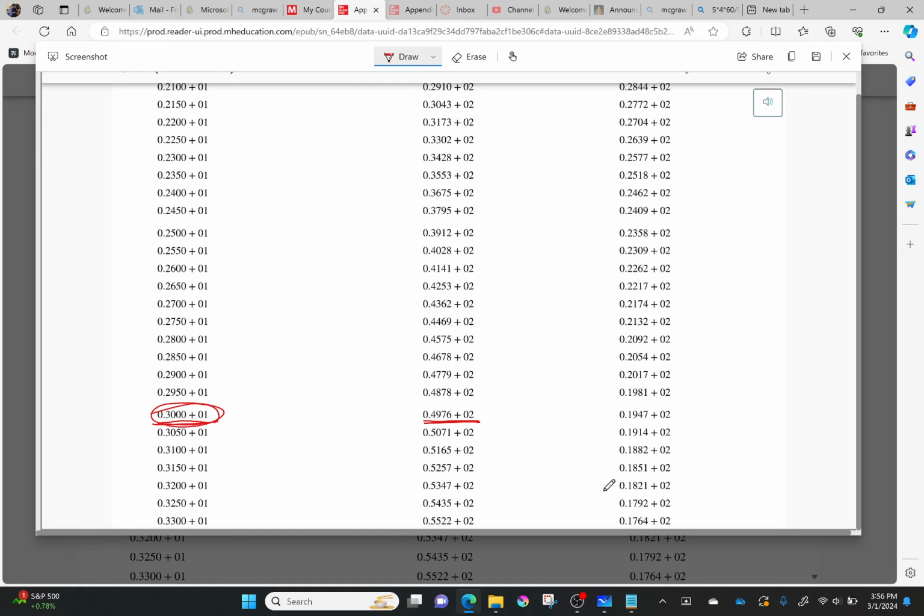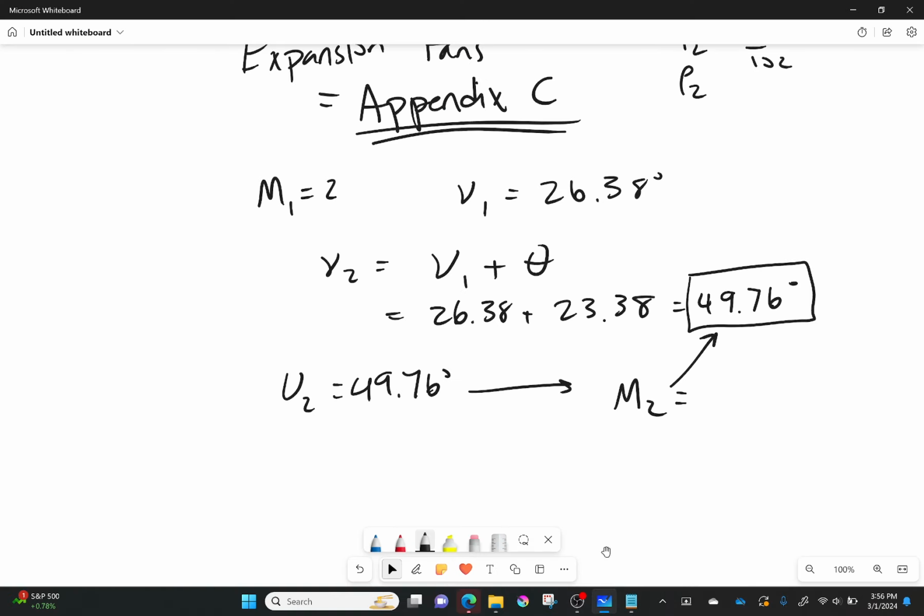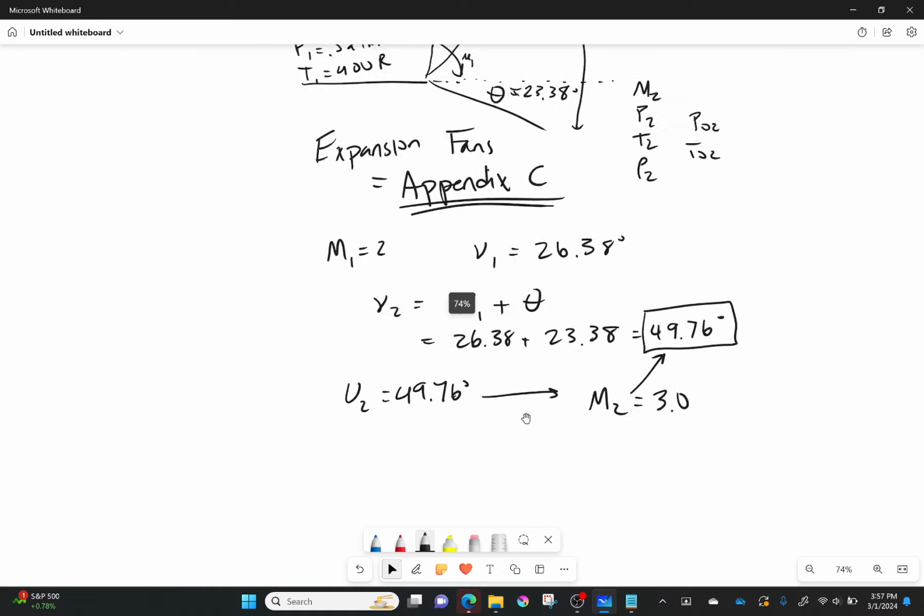So with that, we have our Mach number after the shock. Okay, let's write that down. 3.0, we got it. Good. Looking wonderful. Okay, now what we're going to have to do is start finding properties.